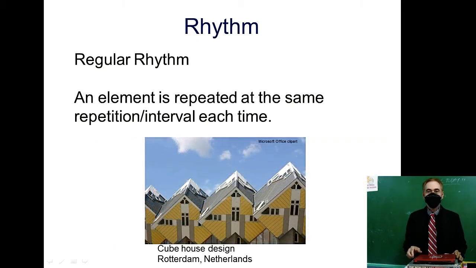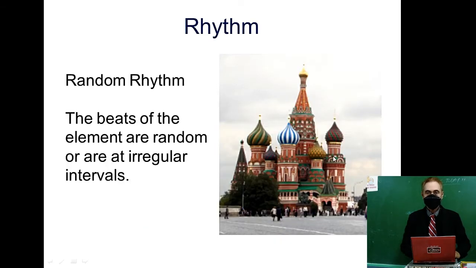Okay, let's go on. Regular rhythm, what is this? An element is repeated at the same repetition interval each time. So this is regular rhythm. There is also what we call an interrupted rhythm. This is called random rhythm. The beats of the element are random or at irregular intervals.